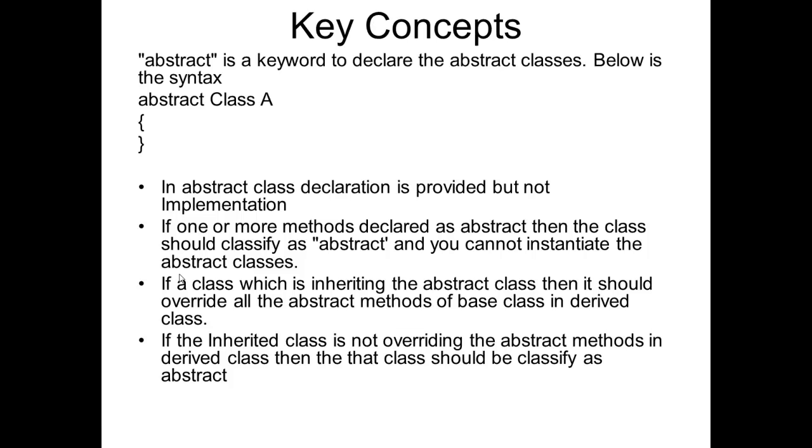You cannot instantiate an abstract class. That means you cannot create an object of an abstract class. If a class is inheriting the abstract class, then it should override all the abstract methods of the base class in the derived class. If the inherited class is not overriding those abstract methods, then that class should also be classified as an abstract class.